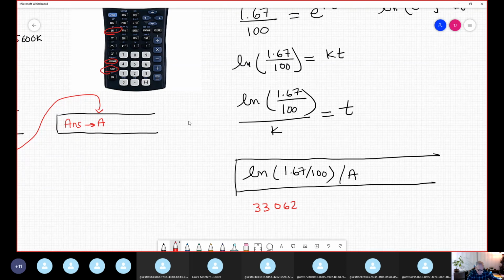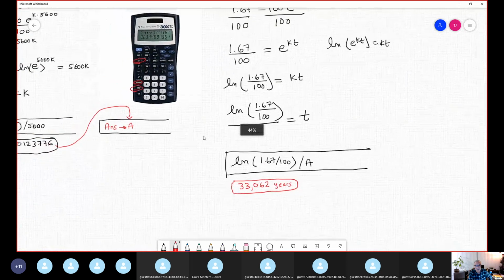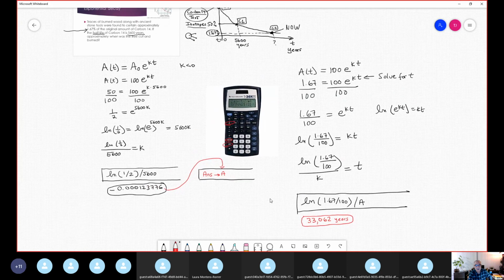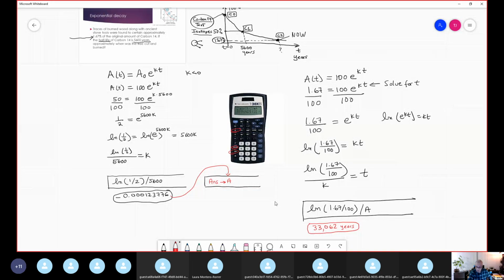So let me see. The answer I have on my paper. Oh, yes. 33,062 years. You truncate it because it's a super fantastic approximation. This is the age of these antiquity tools that are archaeologically found, using the carbon-14 test. This is one application in archaeology and chemistry using logarithmic and exponential functions.